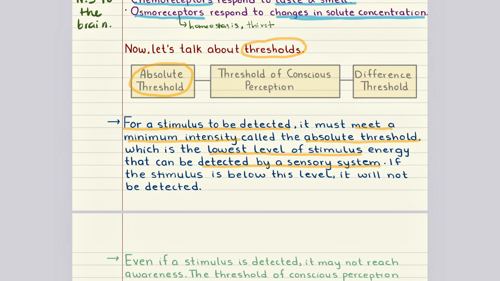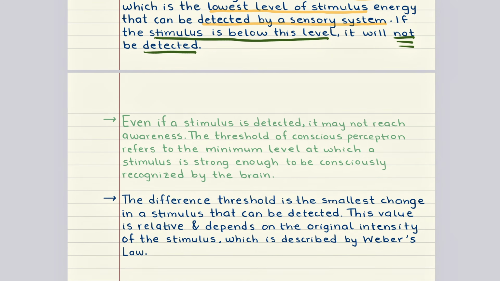So, for vision, we might ask how dim a light can be before we can no longer detect it. For hearing, we might ask how quiet a sound can be before it disappears from our awareness. For smell, we might ask how low the concentration of an odor molecule has to be before we can no longer smell it. And the key idea is that if a stimulus is below the absolute threshold, then the sensory system's not likely to detect it. It may still physically exist in the environment, it's just not strong enough to produce a reliable sensory response. But I do want to point out that detection is not always the same thing as conscious awareness.